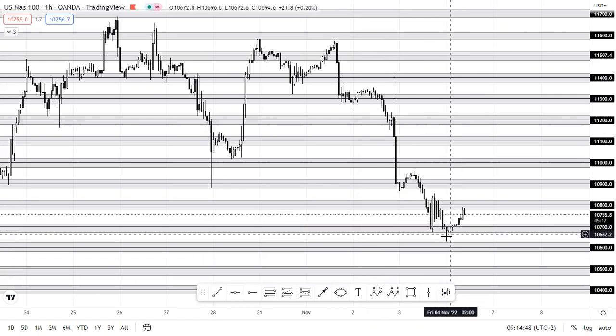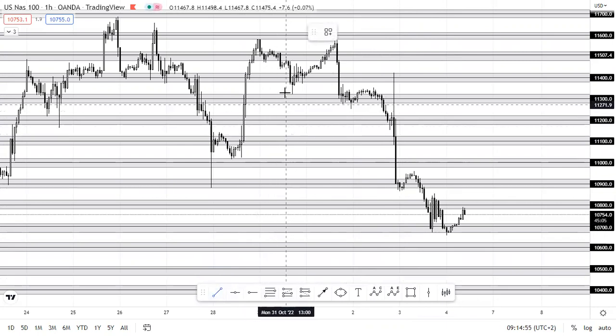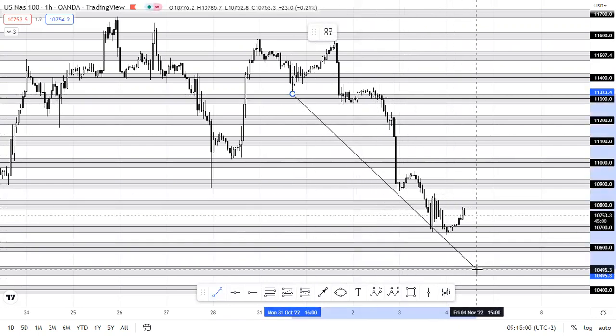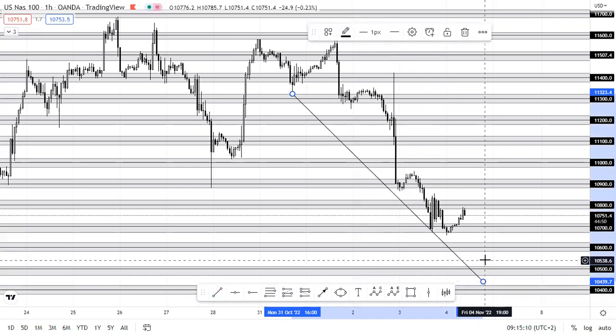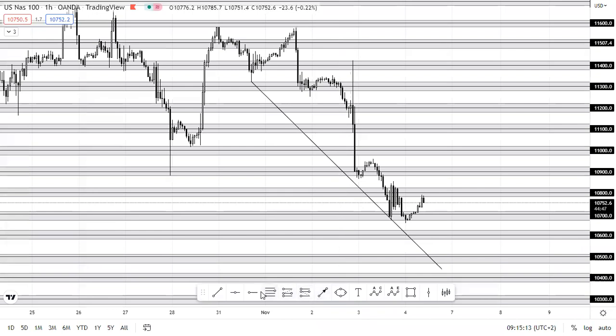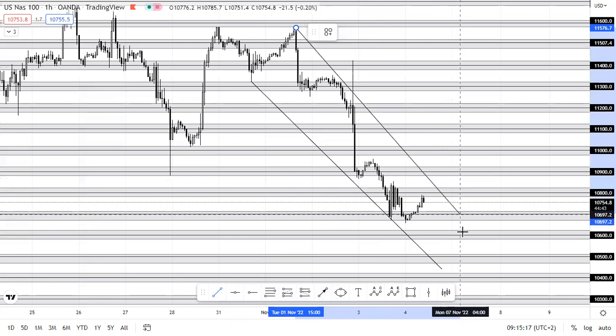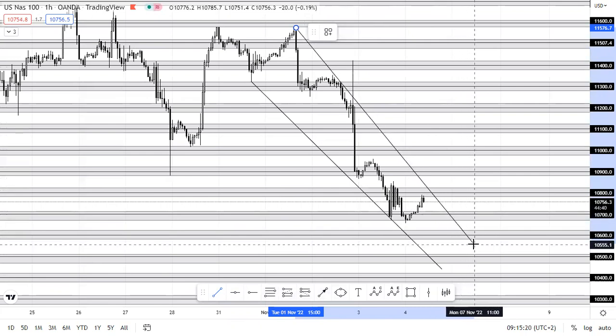10,700. So we are going to analyze NASDAQ now and see what it could possibly do. We're going to use trend lines, as you know. Our trend line would be from here all the way down to here. And our other trend line would be from here all the way down to about here.